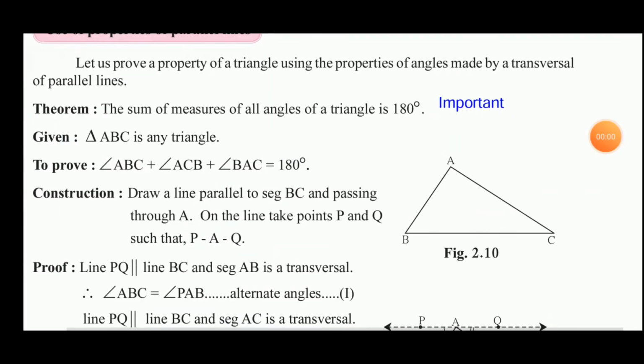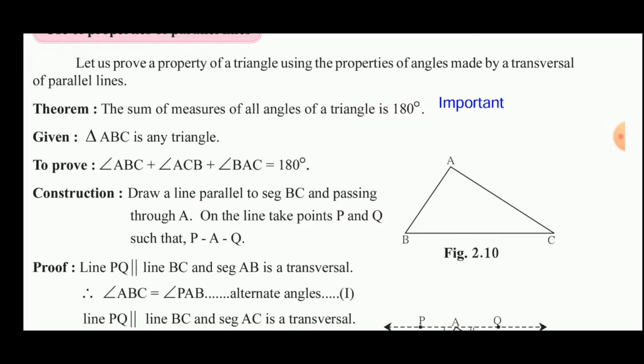Now the next theorem is: the sum of the measures of all the angles of a triangle is 180 degrees. This also is an important theorem. You have to learn the proof of this theorem. Given triangle ABC is any triangle. Now you have to prove angle ABC plus angle ACB plus angle BAC is equal to 180 degrees.